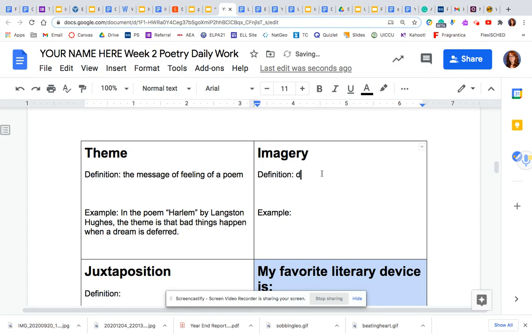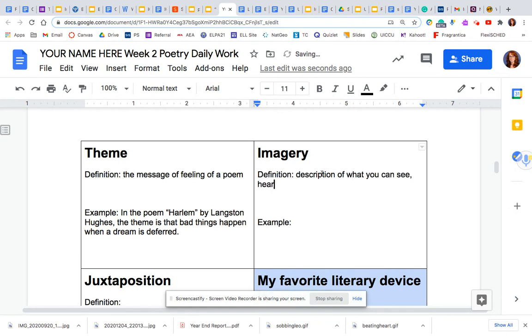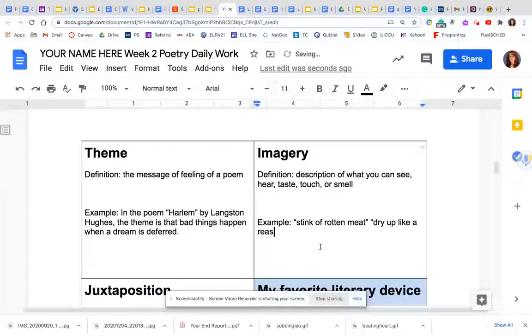Imagery is description of what you can see, hear, taste, touch, or smell. And some examples from that poem are stink of rotten meat and dry up like a raisin in the sun. Okay, so you can go ahead and take a moment here to copy this information in your chart.